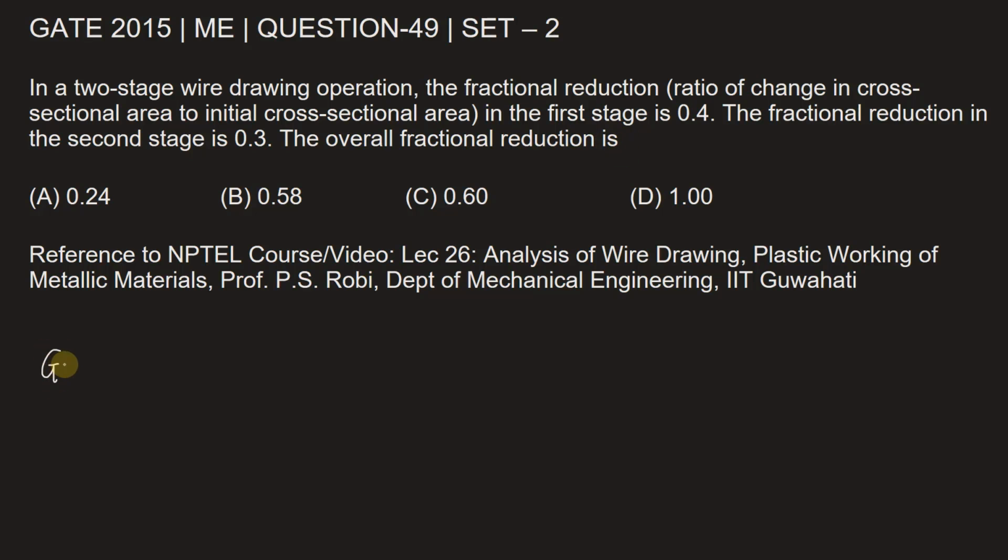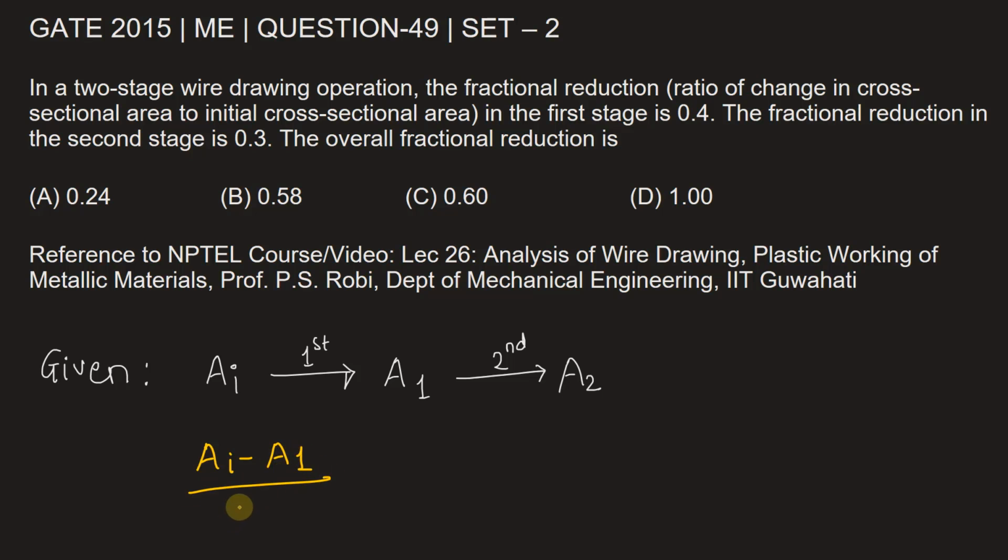Let's write the given information. First thing, we'll let the initial area be AI. That will be reduced to A1 in the first stage and A2 in the second stage. So we can write the first relation, the fractional reduction in the first stage, as the ratio of change in cross-sectional area. That means it will be AI minus A1 divided by AI, the change in cross-sectional area divided by the initial cross-sectional area, is equal to 0.4.